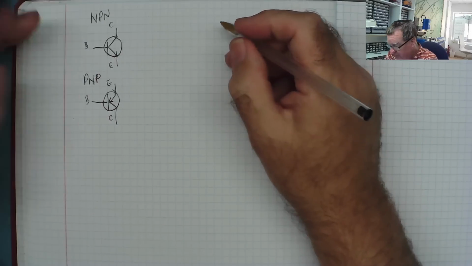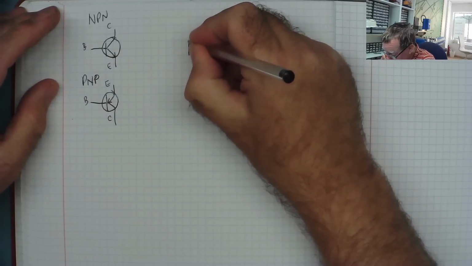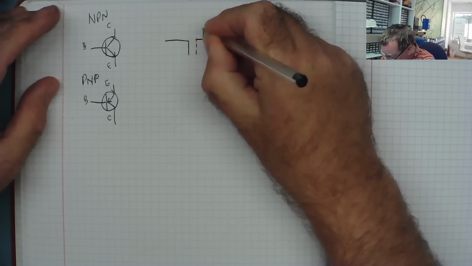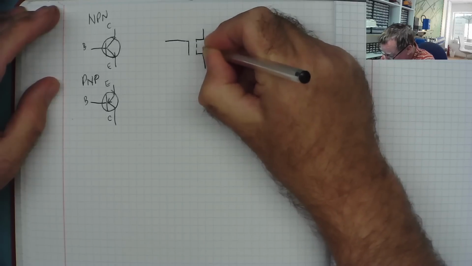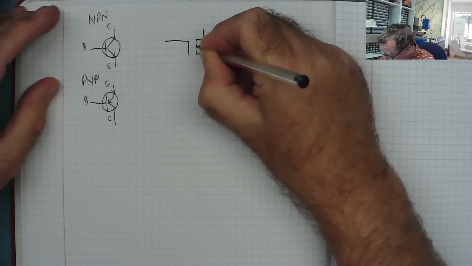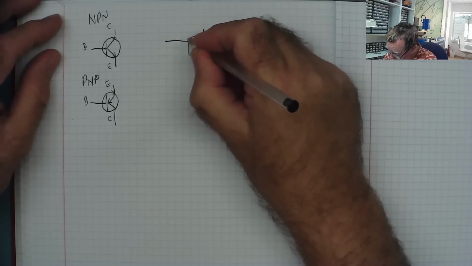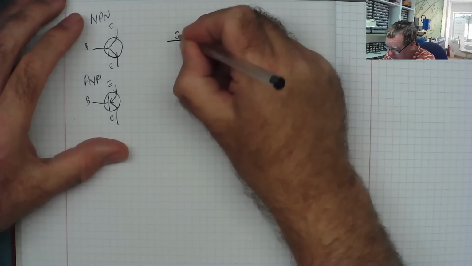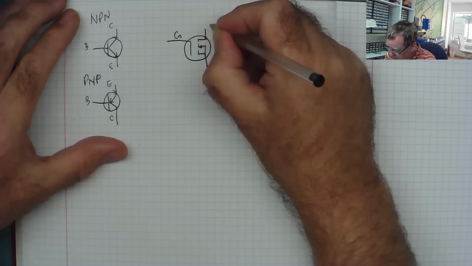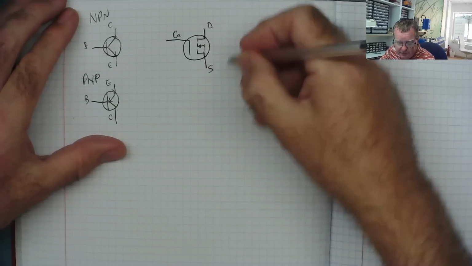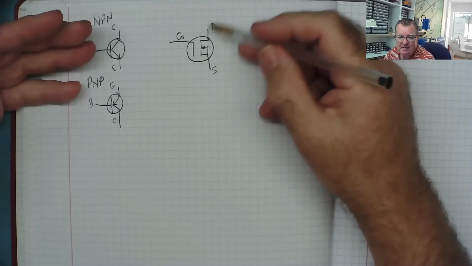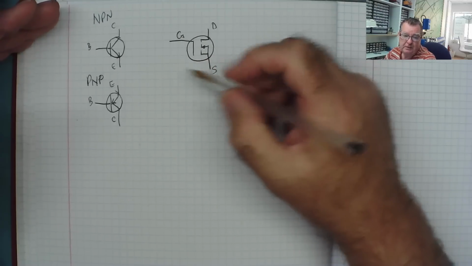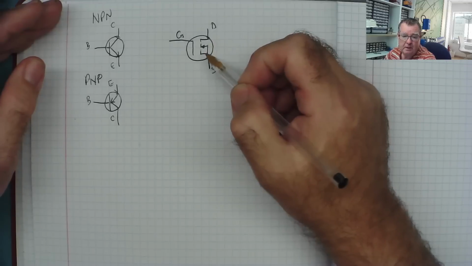The symbol for your N-channel MOSFET is like this. And we can put a circle around it. And we have the three pins. We have gate, drain, and source. And these are basically analogous to the pins. So the drain effectively is like the collector of a bipolar transistor. Source is like the emitter. Base is like the gate.